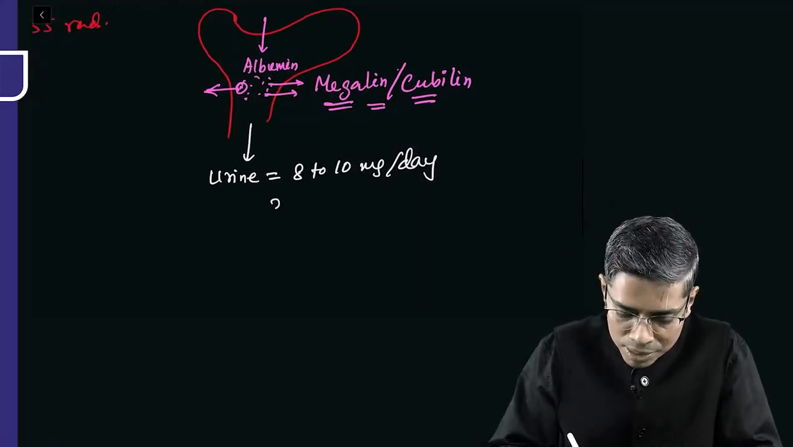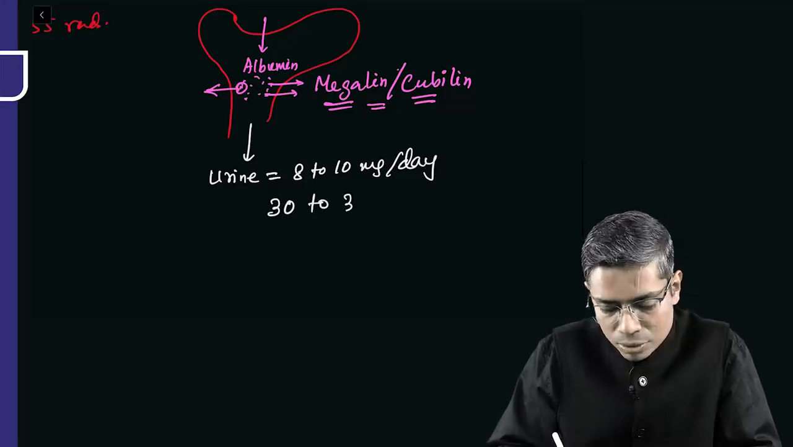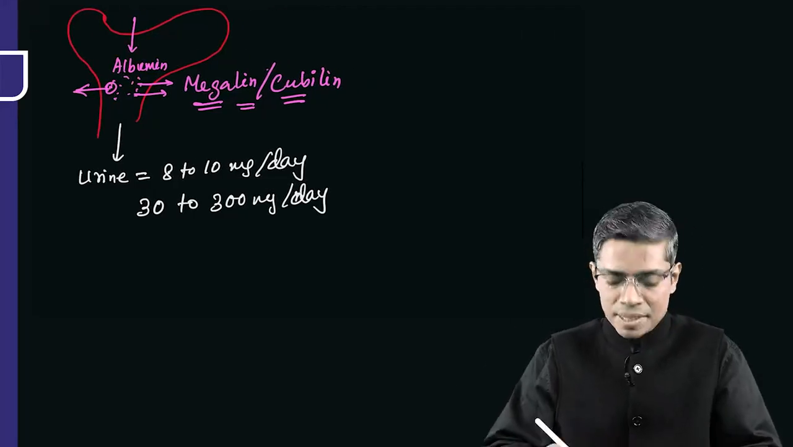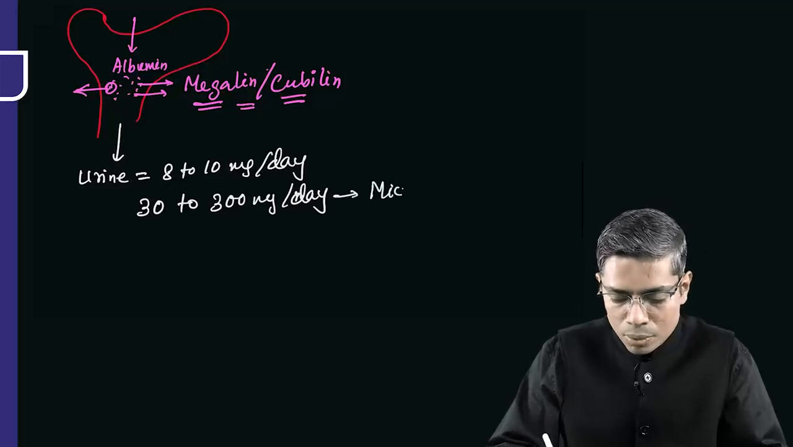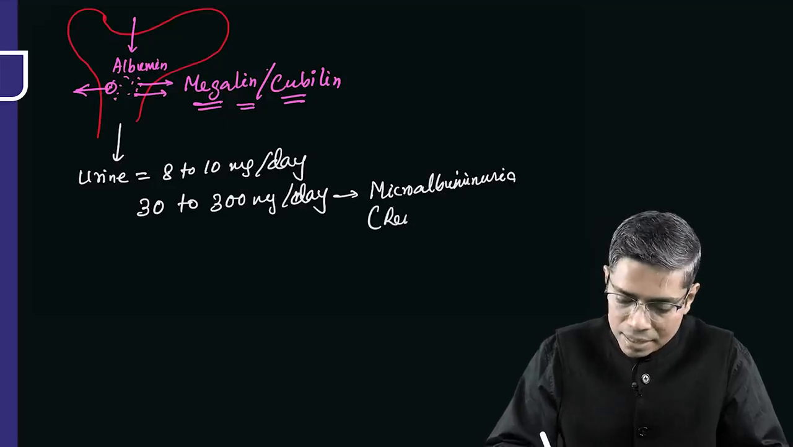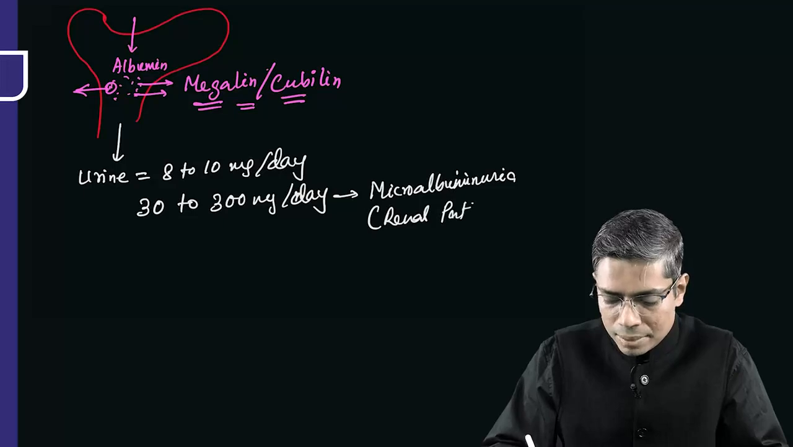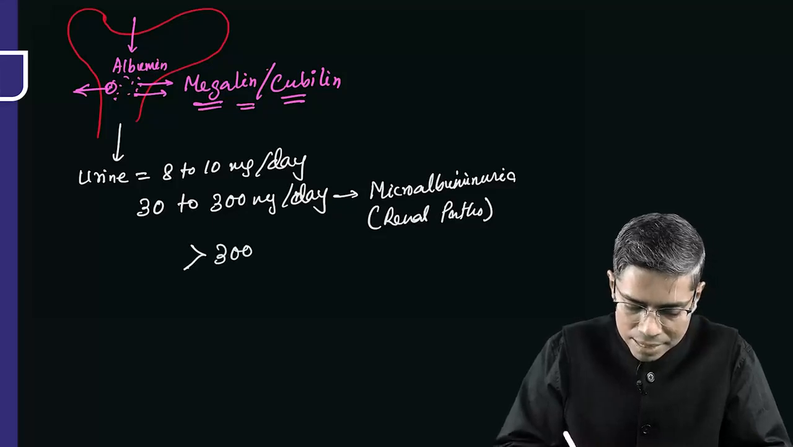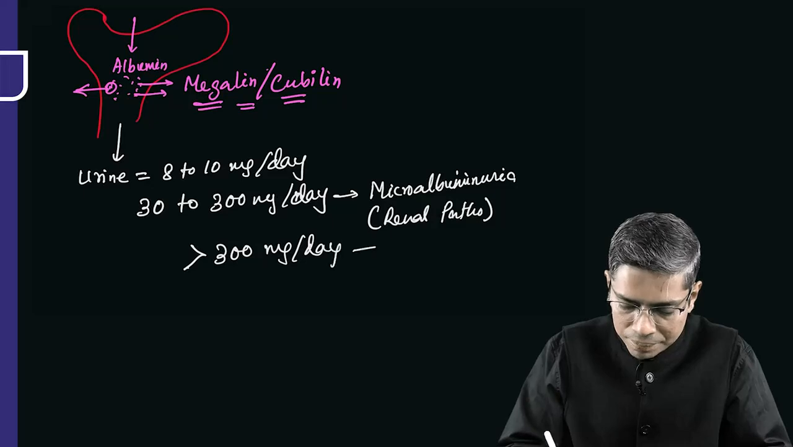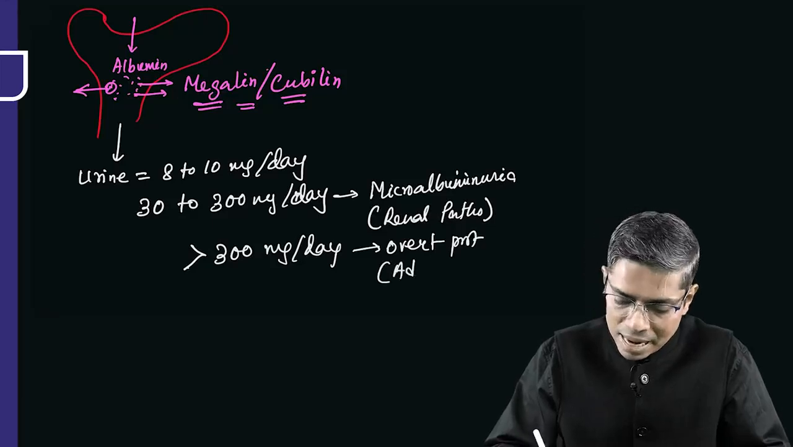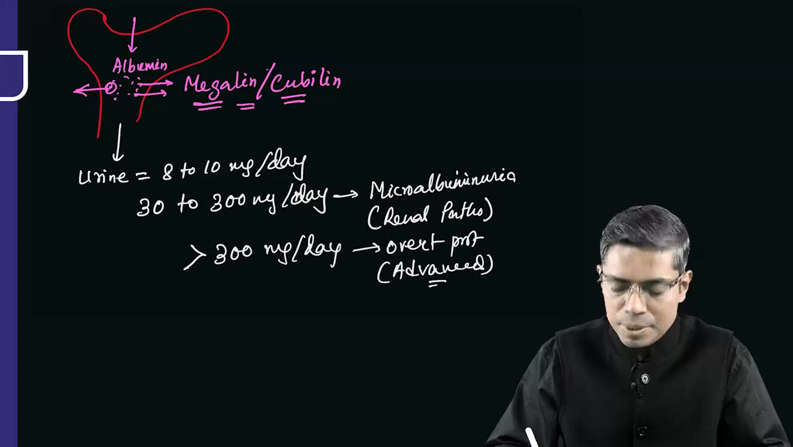If the amount of albumin increases to 30 to 300 milligram per day in your urine, this is known as microalbuminuria, and this indicates that renal pathology is present. And if the urine albumin is greater than 300 milligram per day, then this is overt proteinuria, and it indicates that advanced renal disease is present, right?